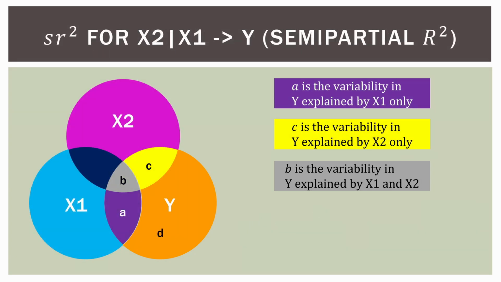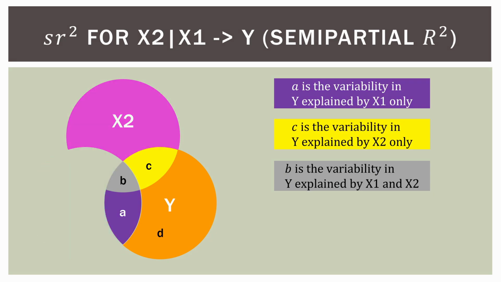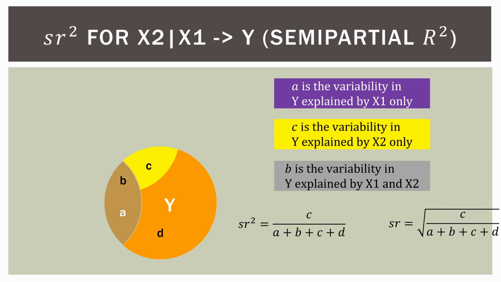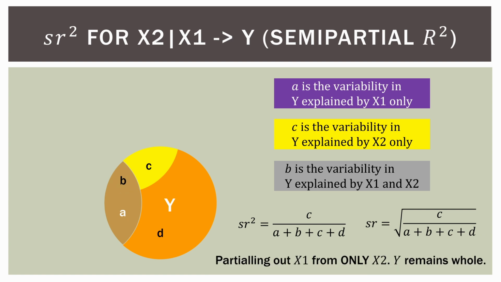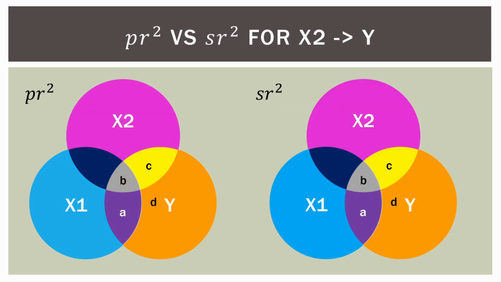Now for the semi-partial R squared, same process. In this, we know that the entirety of Y is going to stay. So what we're looking at here is C as a proportion of this entire circle, which of course adds up to 1. So this is the semi-partial R squared. Take the square root, and we get the semi-partial correlation. So we're partialing out X1 from only X2. Y remains whole. So side by side, it looks like this.